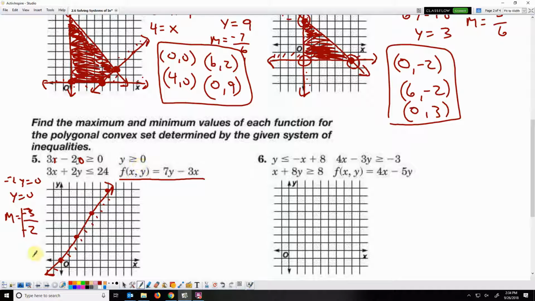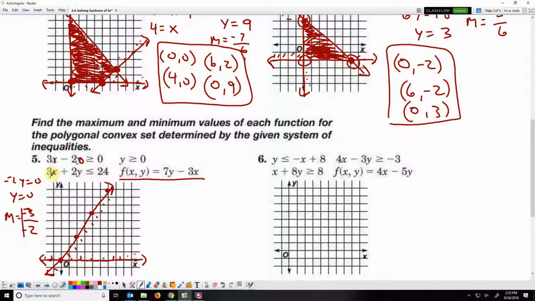Y is greater than or equal to 0. That would be on the x-axis. And if we really think about it, y is greater than or equal to 0, just greater than, means it's got to be above that line. So we're going this way, shading up. So far I've shaded this area both times.